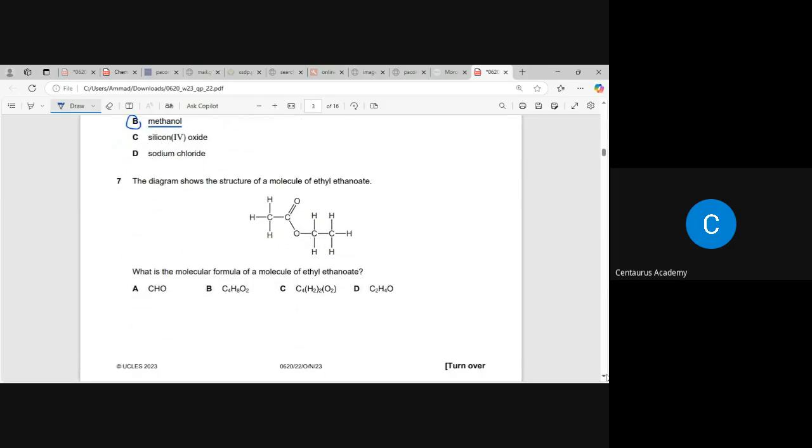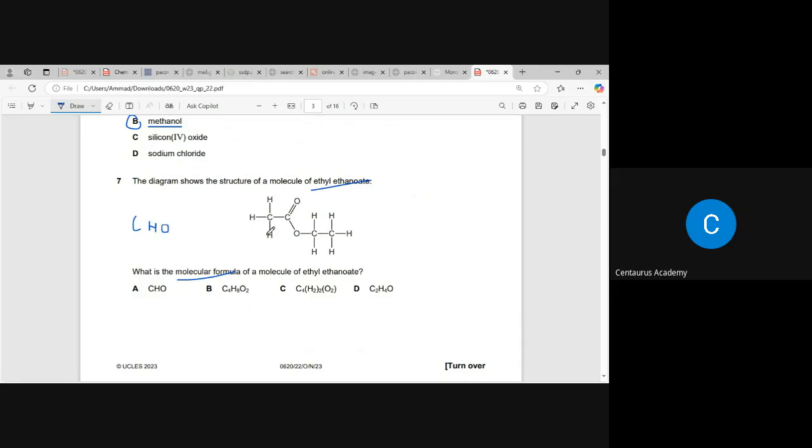The structure shows a molecule of ethyl ethanoate. So what is the molecular formula of the molecule of ethyl ethanoate? What is the molecular formula? You simply have to add in all the number of atoms which are represented within the whole molecule.